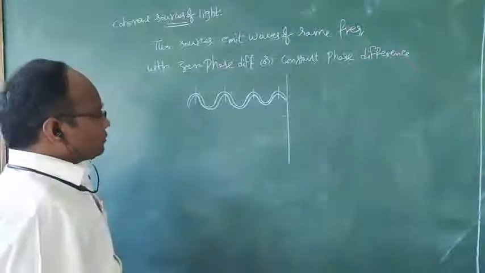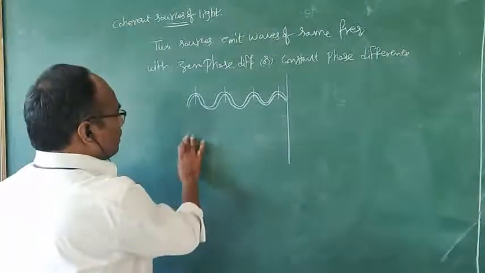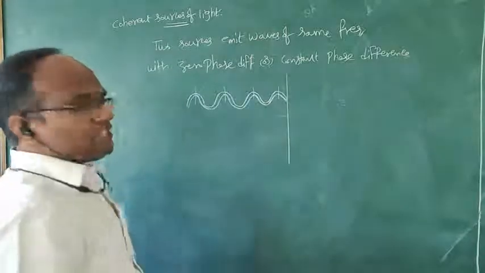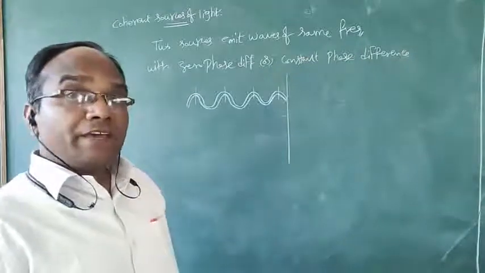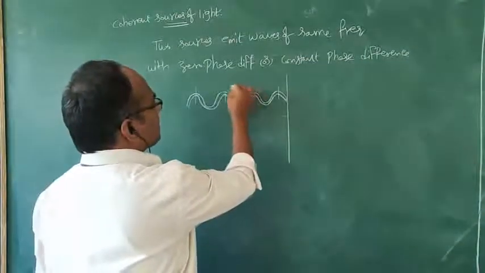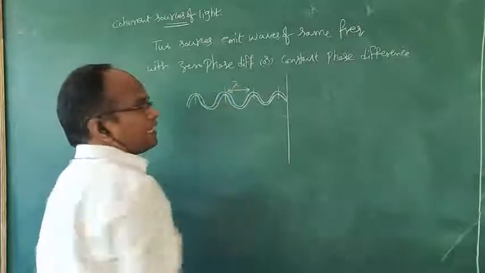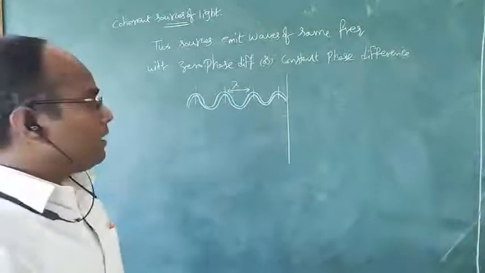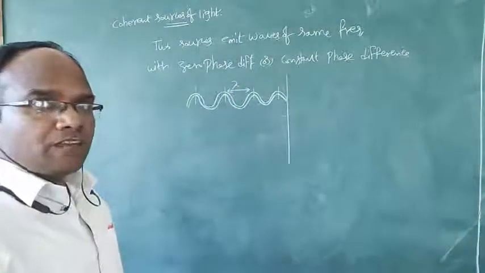Understood? Suppose I draw another figure. Here we can say same frequency or same wavelength also. Same wavelength means what? This is the crest, this is the crest. The distance between two crests or two troughs is nothing but lambda. In the other figure, then also we can say that it is a coherent source of light.